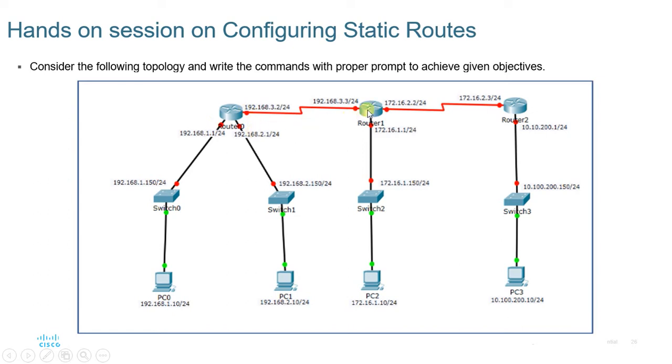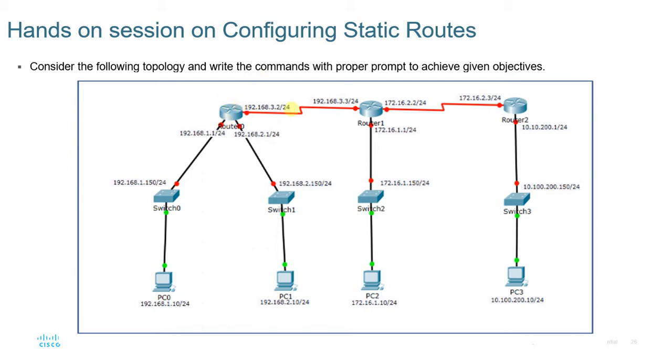Now if we see router 1, the directly connected networks are 172.16.1.0, 172.16.2.0, 192.168.3.0. These three are directly connected networks. It has three interfaces. These three interfaces are connected to these three networks. Similarly, router 2 has two directly connected networks. This interface is connected to the 10.100 network, and this interface is connected to the 172.16.2.0 network. So these are directly connected networks. Networks which are not directly connected to that router will be the remote networks for those routers.